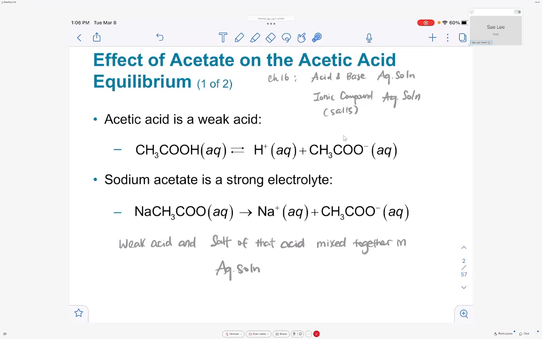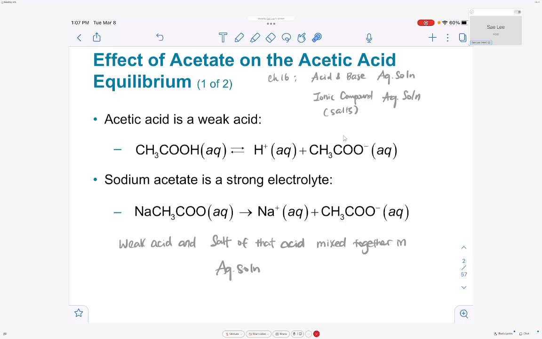The acetic acid and sodium acetate, if you mix them together, they will not have any chemical reactions with each other. I'm going to repeat that. When you mix acetic acid and sodium acetate together in a flask, they will not have any chemical reactions with each other. But the resulting product from each ionization will have an effect in final aqueous solution.